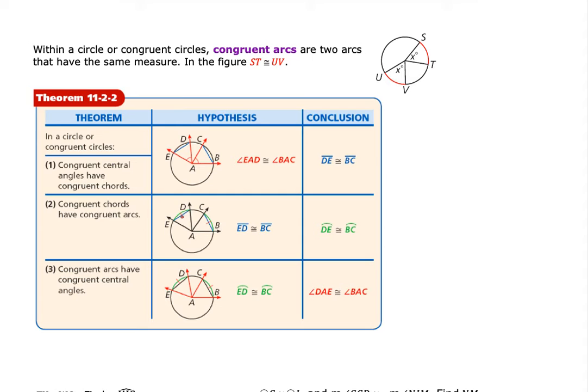Congruent chords have congruent arcs. So these little chords that are congruent mean that the arcs have the same measure. And congruent arcs have congruent central angles. So all three of these are pretty much interchangeable. If you have two central angles that are the same, then their chords are the same, then their arcs are the same.